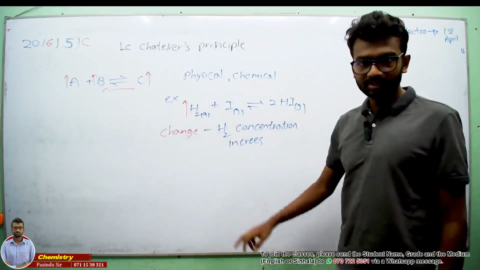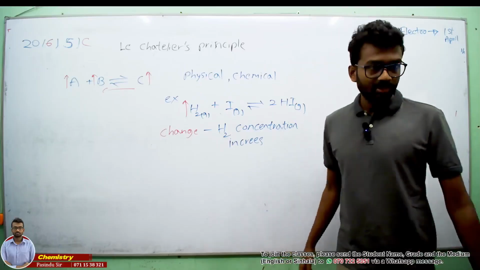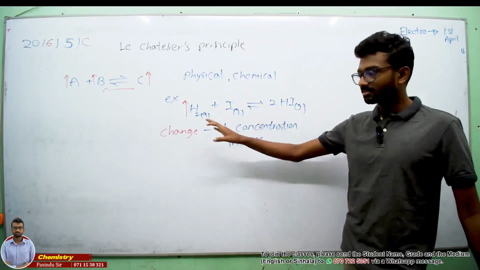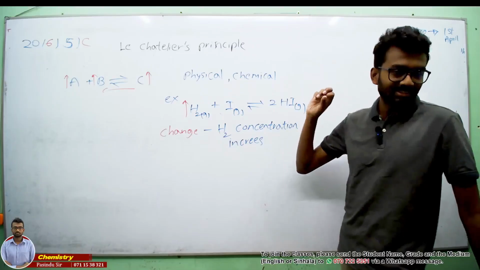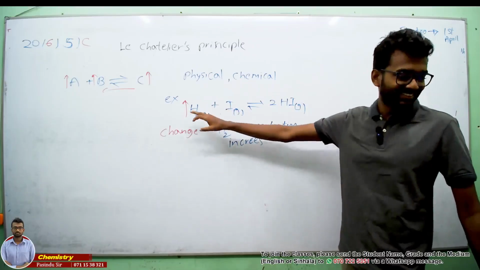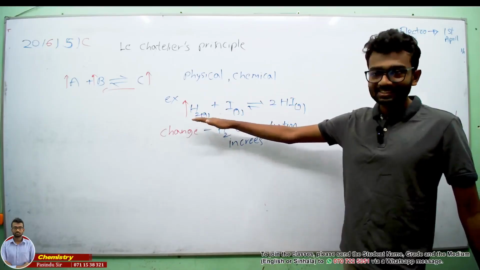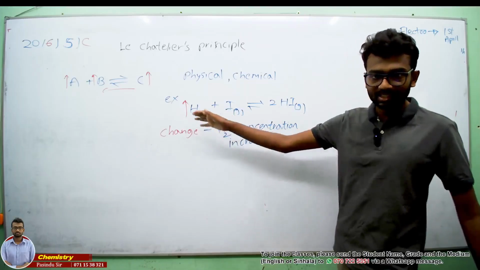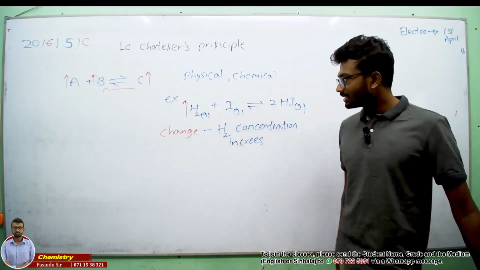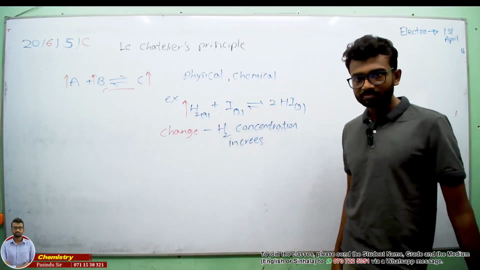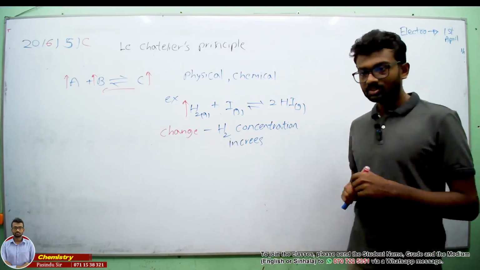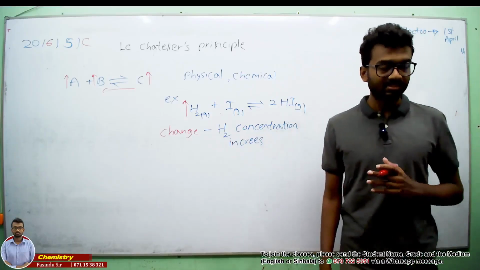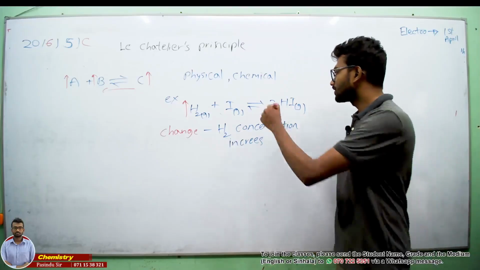We increase the amount of hydrogen, right? Then the system thinks, what is going on here? The system thinks, okay, I have to reduce this change, I have to reduce the amount of hydrogen. Then to reduce hydrogen, what should I do? I should increase the forward reaction.